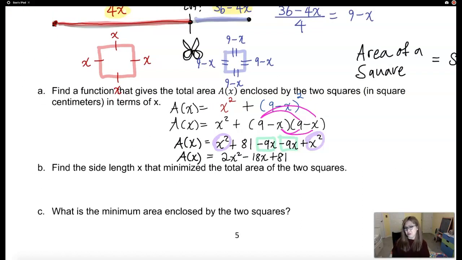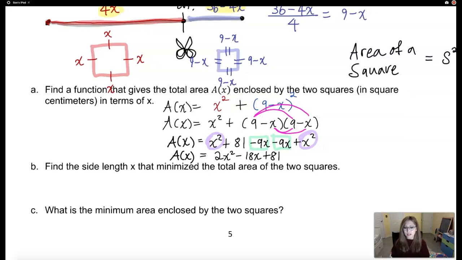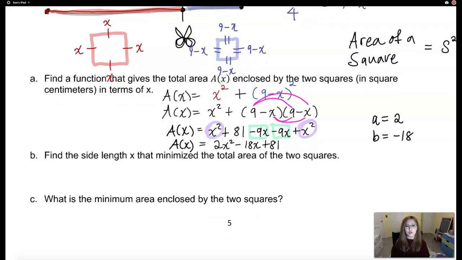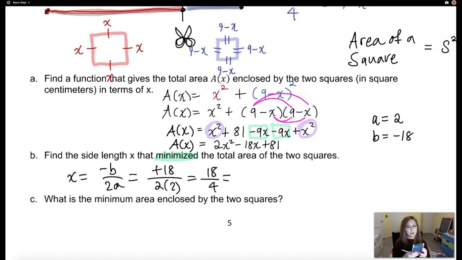This one is the more challenging, don't you think? But now we got it. We can identify that a is 2 and b is negative 18. And we should be able to use these to find the vertex, because the next question they're asking is, find the side length x that minimizes the total area. So let us find the x coordinate of the vertex. Plug in negative b, which is positive 18, over 2 times a, which is 2. So we got 18 divided by 4, and 18 divided by 4 is equal to 4.5.